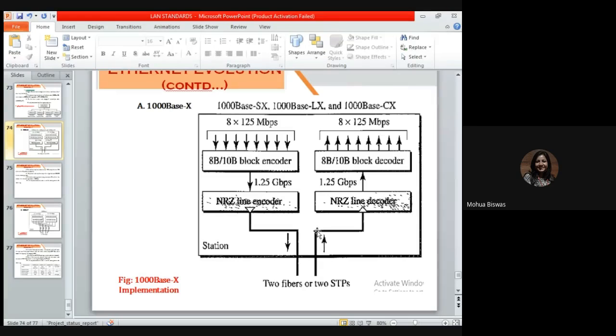Okay, so in the case of the NRZ line encoder, and through this cable we transmit that signal to the decoder side. Clear? Anyone? Any doubt? So here I'm not going to explain the encoding mechanism. Already I've explained the 4B/5B, so I'm not going to explain it again.